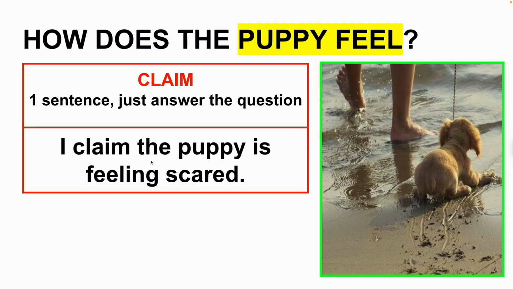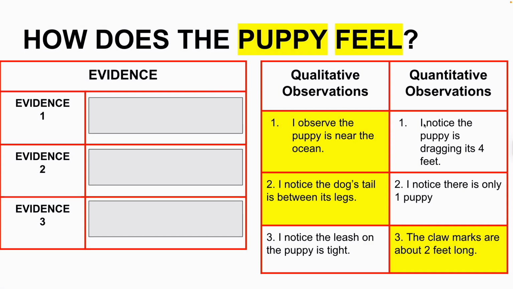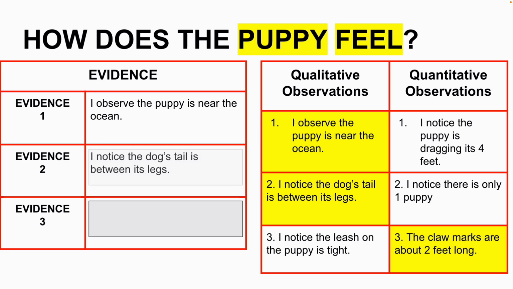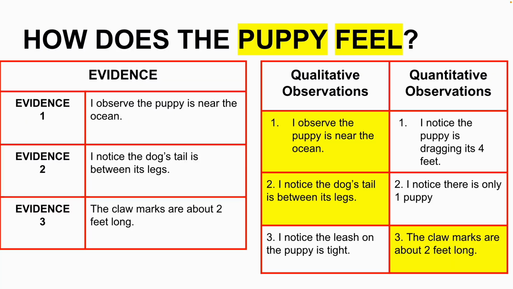Now from this, I need to prove why my claim is right from the observations I gathered. From my observations, you want to select all of them that you feel prove your claim is right. I chose 3 here. My first piece of evidence is I observed the puppy is near the ocean. My second piece of evidence is I noticed the dog's tail is between its legs. My last evidence is the claw marks are about 2 feet long. So let's just say I am going to be writing a CER in a writing format.